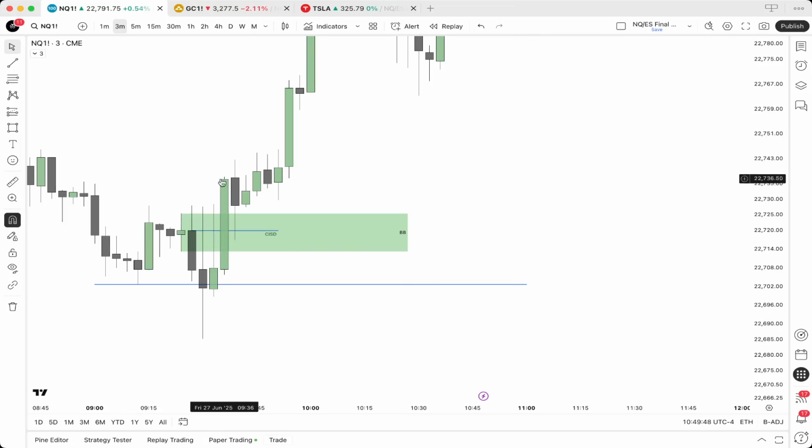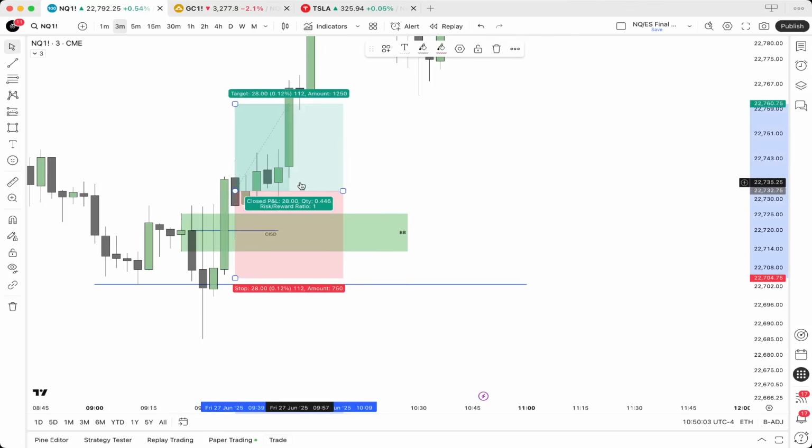And as we see here, we got a closure above this change in state of delivery as well as this breaker block, and we did close decently above it. So I was anticipating a little bit of a retracement into this breaker block. If I remember correctly, I took my entry just a couple points below that high, around that 732.